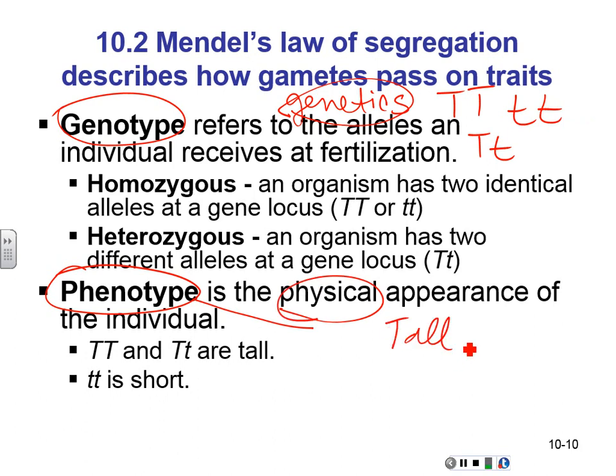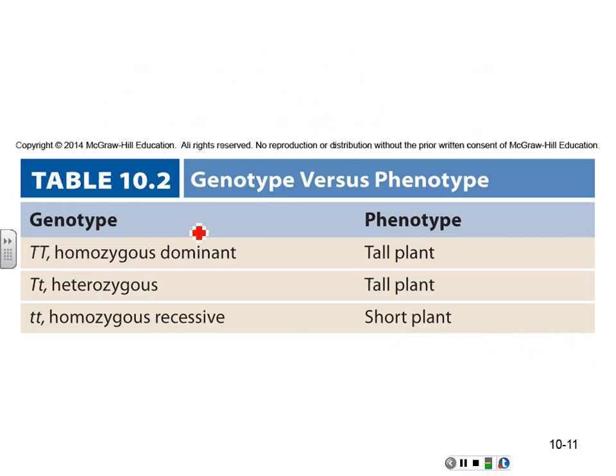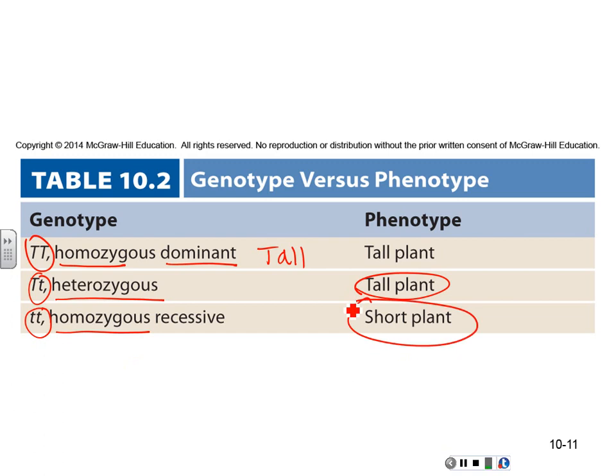Was it tall or was it short? And then we use the words homozygous or heterozygous. Homo means same, hetero means different. So when you look at this table, you can see big T, big T would be homozygous dominant, and the plant would be a tall phenotype. Big T, little t we now call heterozygous, but we still have a tall plant. And then little t, little t we call homozygous recessive, and it's short.